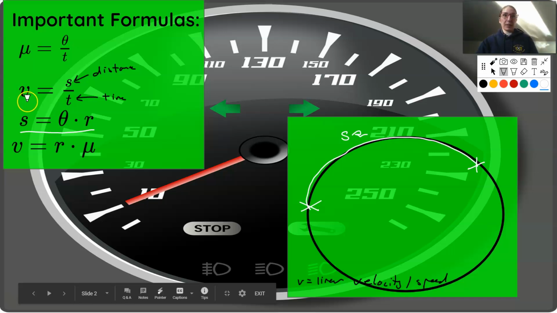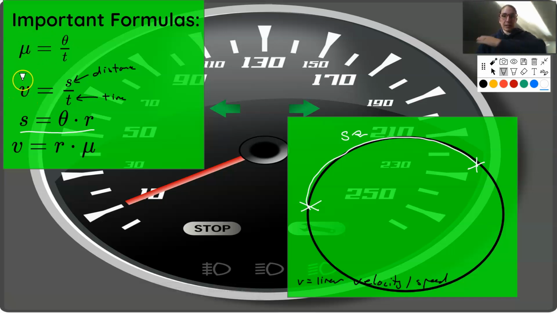Basically, how fast are we going around the circle? So angular velocity, how fast are we opening up? Linear velocity, how fast are we going around the circle?